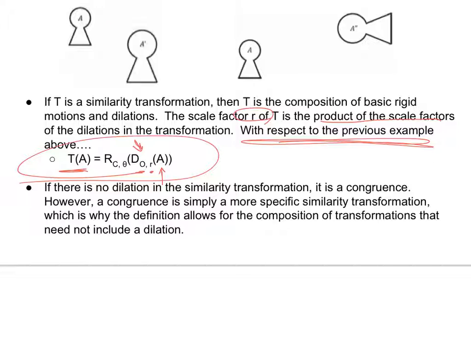So we went from A to A prime, a dilation about center O, and then we rotated it about center C a certain degree. This just denotes a certain degree. Okay? Please note, if there's no dilation in the similarity transformation, then it's congruence, and your scale factor is 1.